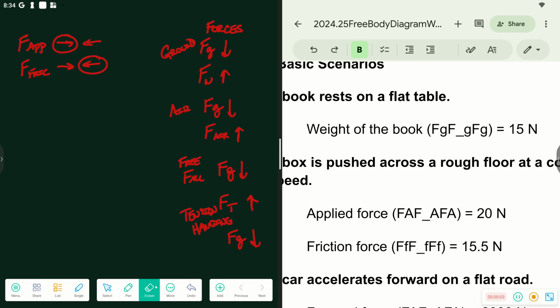We're looking at the assignment that I gave you guys yesterday, the free body diagram worksheet. I think there were 19 different problems that I wanted you to do. So a couple things first.